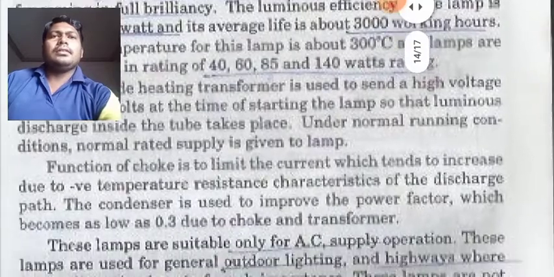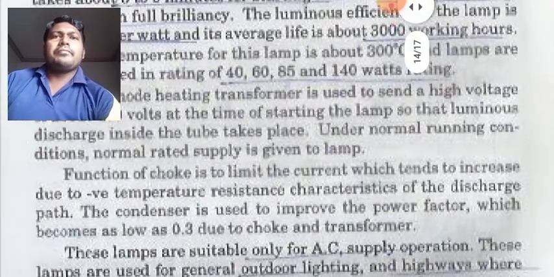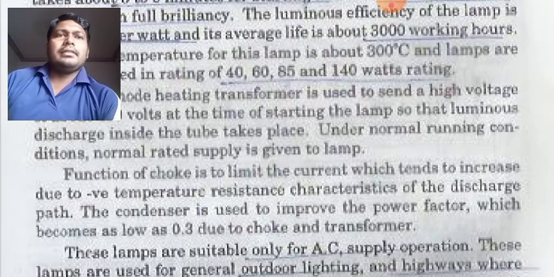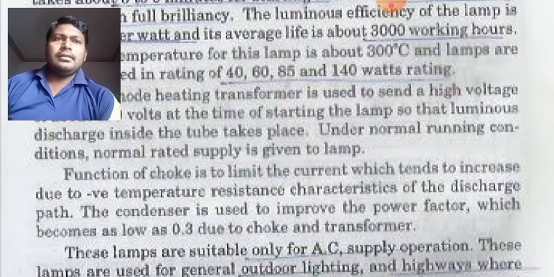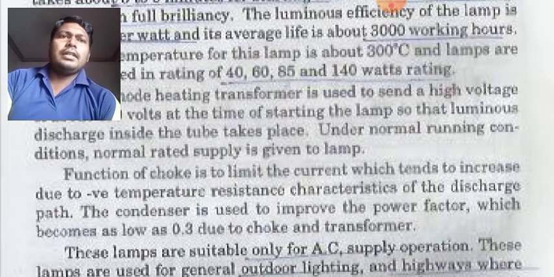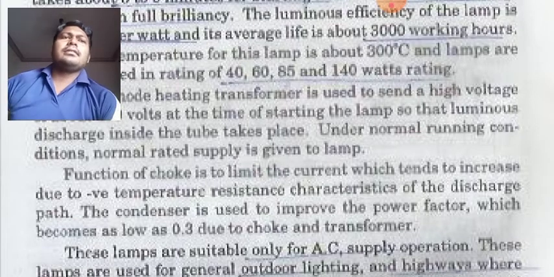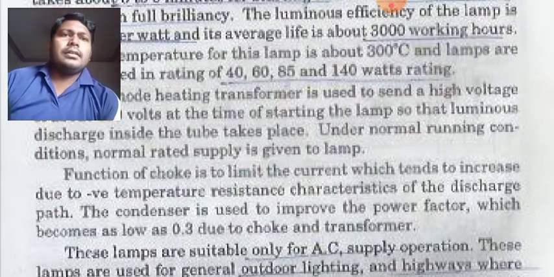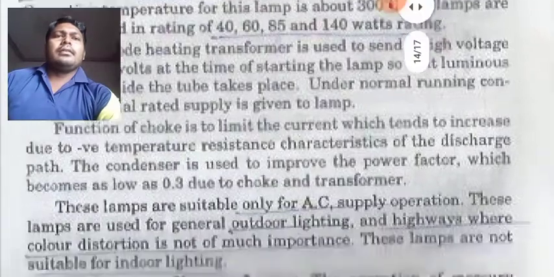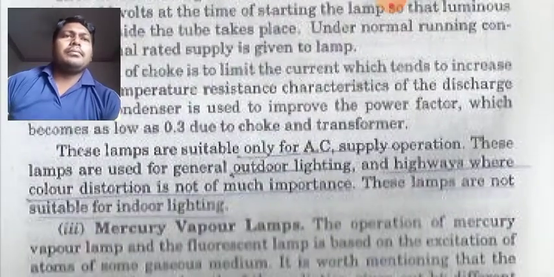Under normal conditions, when normal rated supply is given to the lamp, the function of the choke is to limit the current, which tends to increase due to the negative temperature resistance characteristics of the discharge path. The condenser is used to improve the power factor, which becomes as low as 0.3 due to the choke and transformer. The lamps are suitable only for AC supply operation.